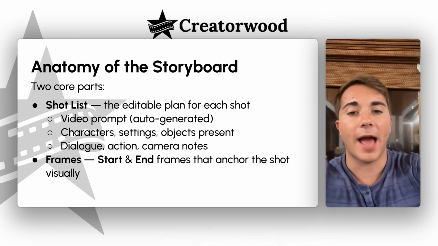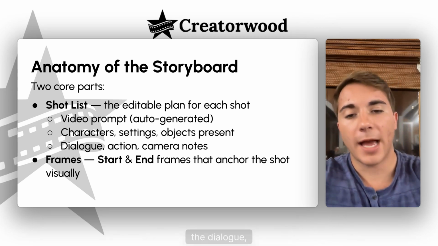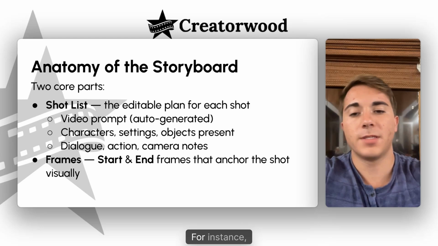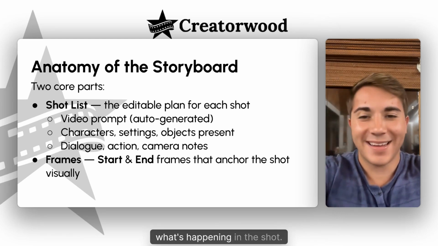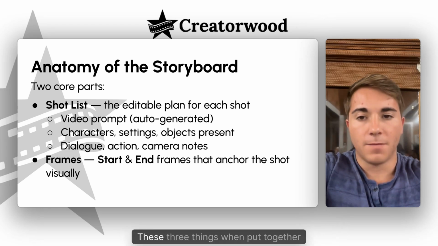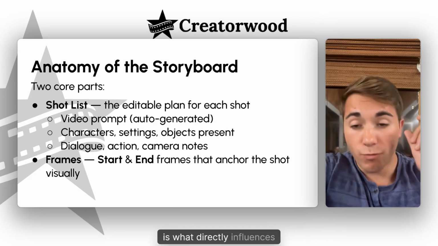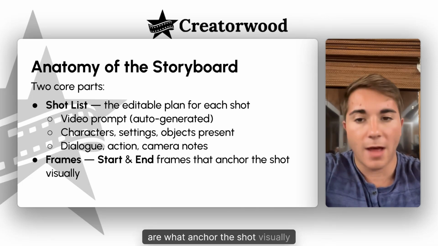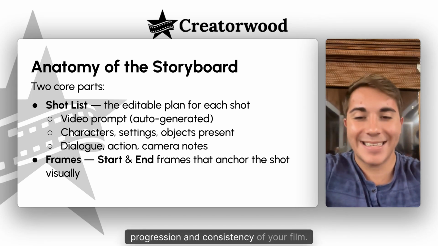Next is the dialogue, action, and camera notes. These are super duper fun. Essentially, the dialogue, action, and camera notes are what dictate what happens in your film. These influence the video prompt. For instance, the dialogue itself will be what the character says in the shot. The action is what's happening in the shot. And then the camera notes are how the camera moves and the camera angle of the shot itself. These three things, when put together, form your shot list. And the shot list itself is what directly influences the frames, start and end frames in particular. These are what anchor the shot visually and really show you the visual continuity, progression, and consistency of your film.